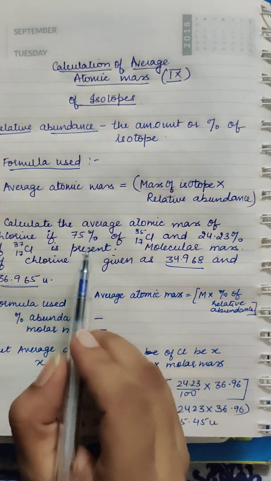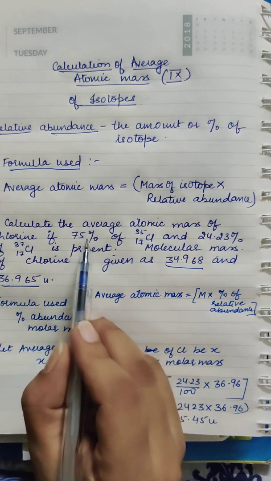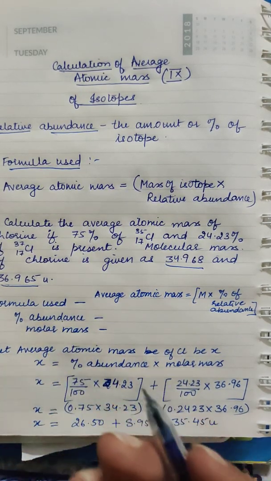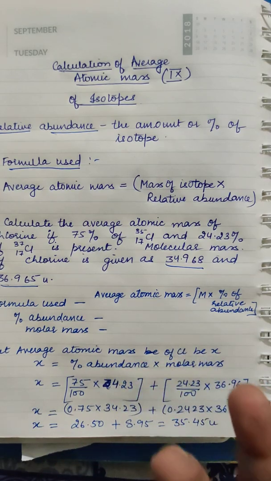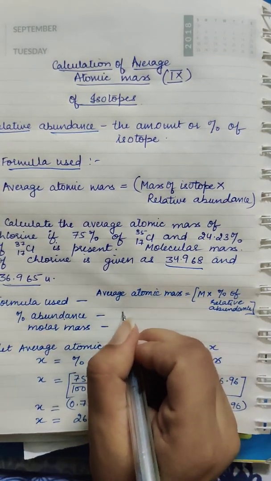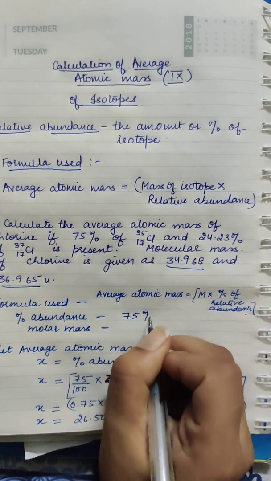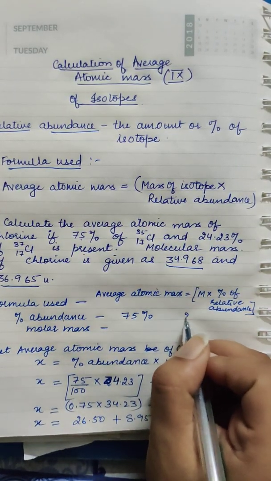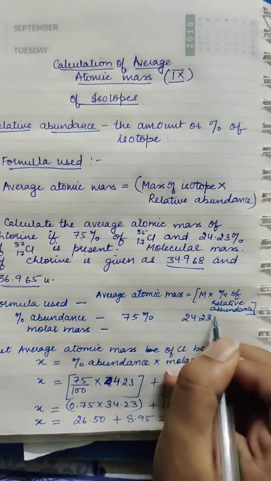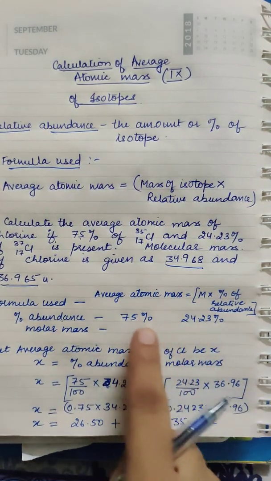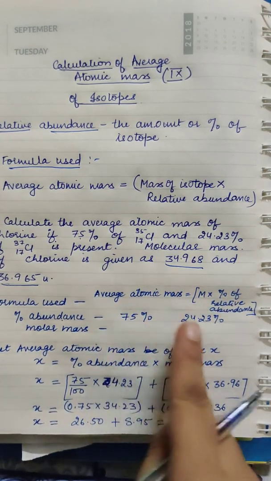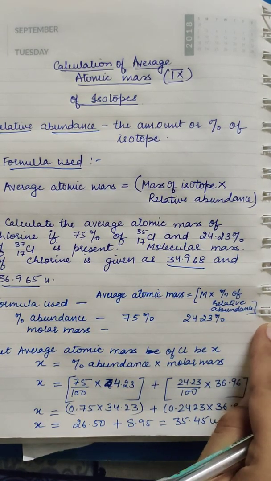Now since over here percentage is used, what is the percentage of abundance? That means the amount of the two isotopes. What are the different amounts? One is 75%, I can see from the question, and the other one is 24.23%. Two isotopes are there, so two relative abundances. If there are three isotopes, then three relative abundances will be given to you.